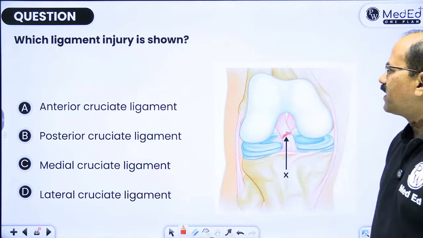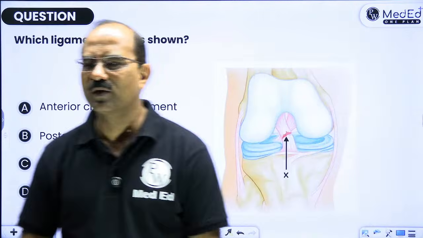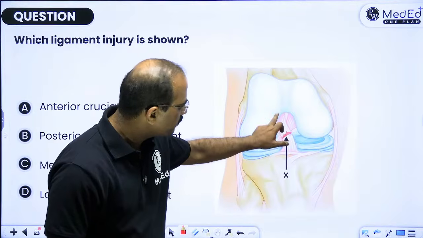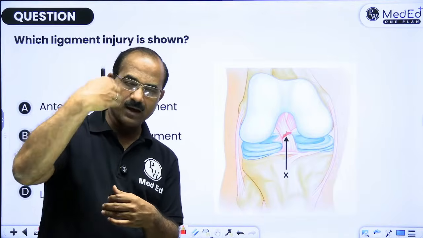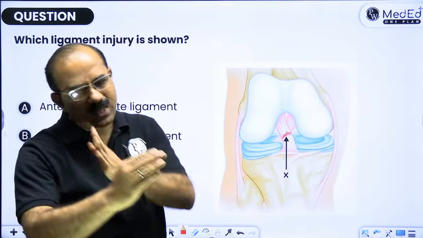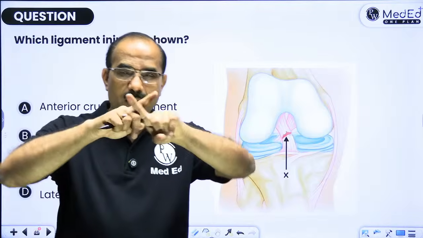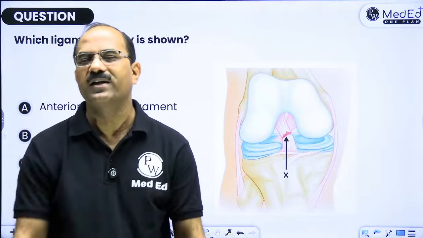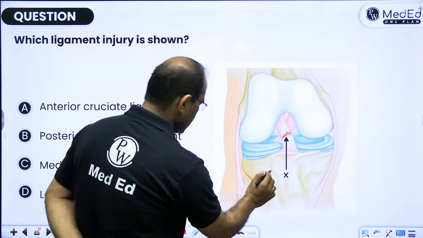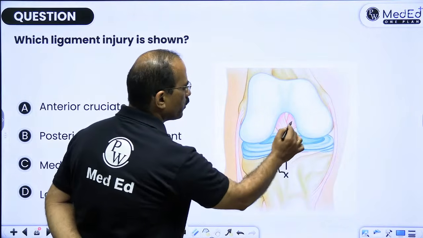Answer this. Which ligament is injured? Which ligament is this, that begins from the anterior aspect and goes backward? It begins from the anterior part of the tibia and goes behind. And there's one ligament which goes from behind and comes forward. So what is this ligament? These two ligaments are intracapsular but extrasynovial. The one which is injured is ACL, anterior cruciate ligament, or that is PCL.